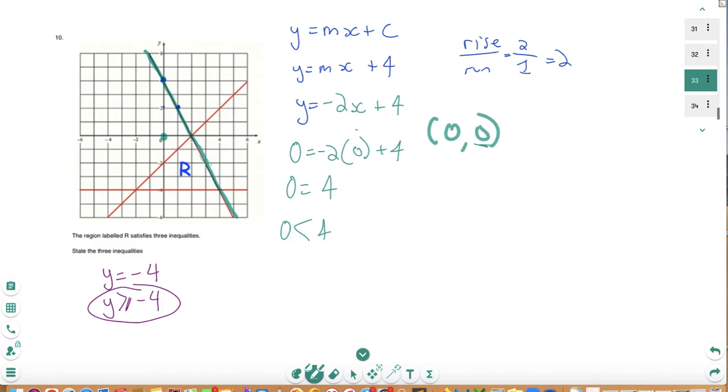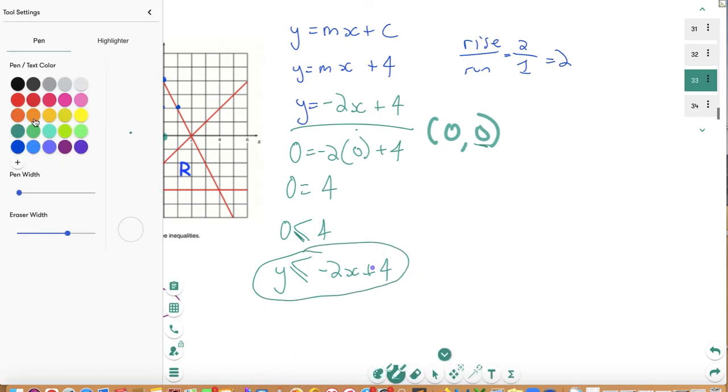And since our line is a solid line, you can see underneath the green, it's a solid line, there has to be an equals to sign. So therefore, we're just going to copy this out again, y and -2x plus 4, and it's going to be facing this side over here. And this is our second answer, okay?